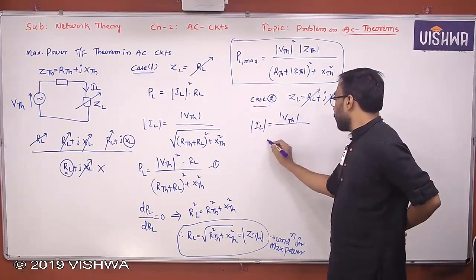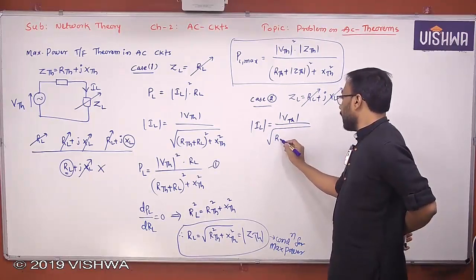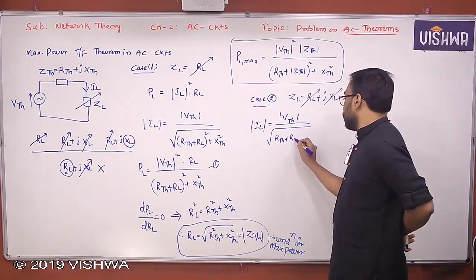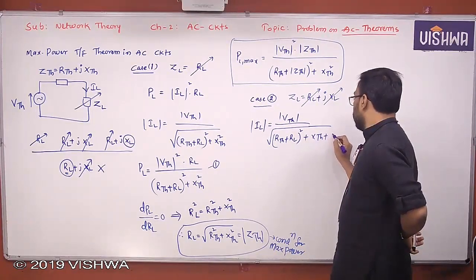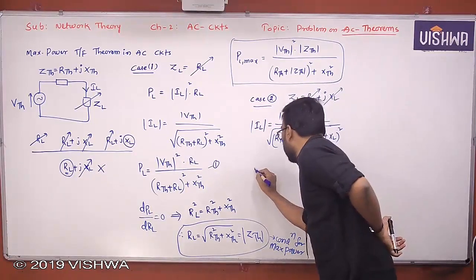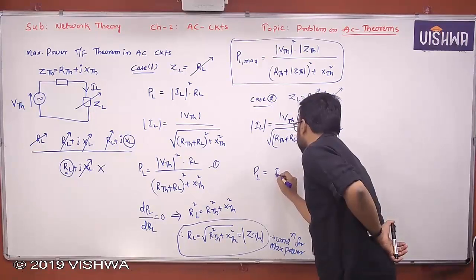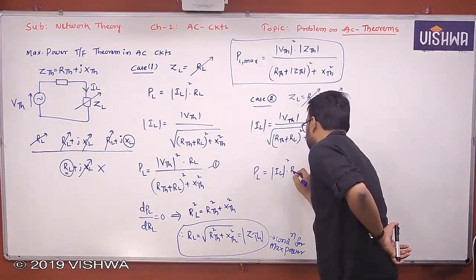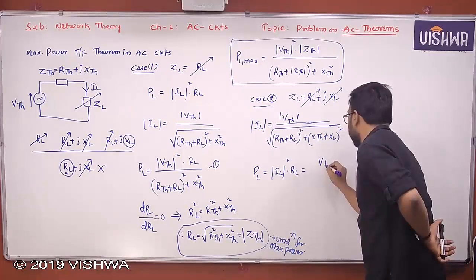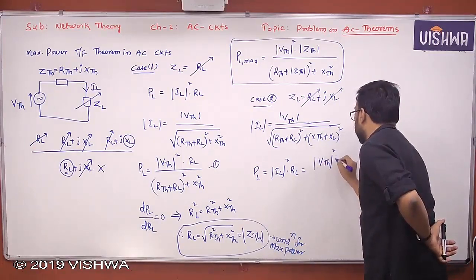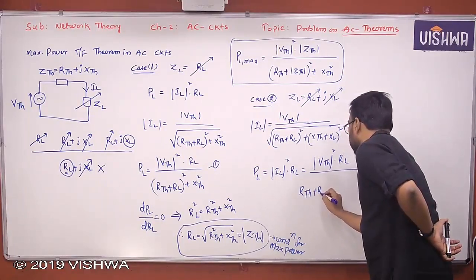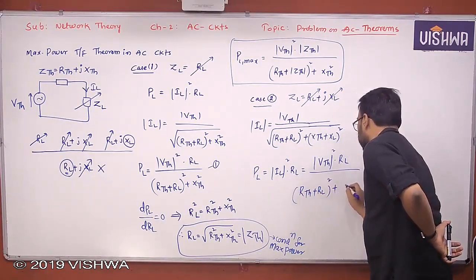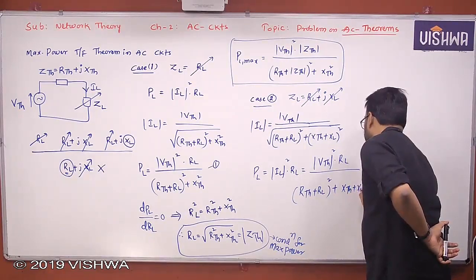VTH by RTH plus RL whole square plus XTH plus XL whole square. Understand? So you have now PL is equal to IL square into RL. So what do you get? VTH square into RL by RTH plus RL whole square plus XTH plus XL whole square.